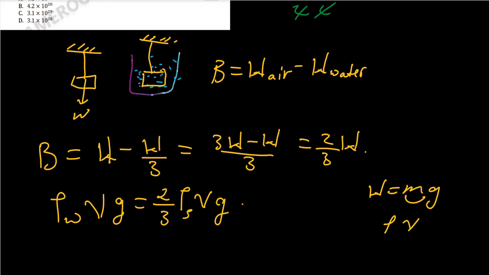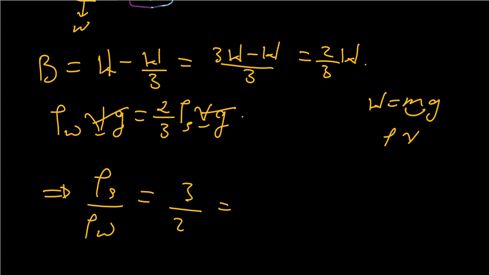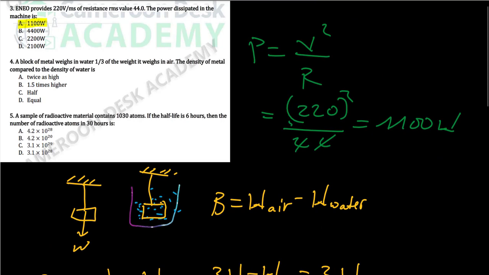Now this volume is the volume of the water displaced, and the volume of the water displaced is equivalent to the volume of the solid. So the quantity Vg and Vg will cancel. We are looking for the density of the solid with respect to that of water. So we have rho S divided by rho W, which simply gives us the ratio 3 divided by 2, which is 1.5 times higher. So the correct option is option B.